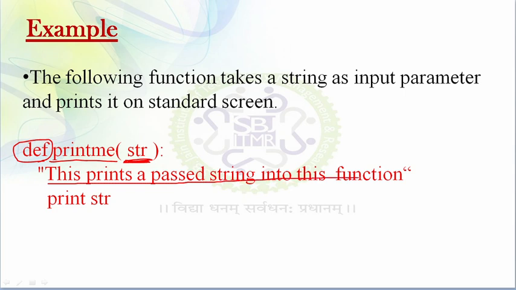After that I have written this doc string, and it says this prints a passed string into the function. So this function is usually going to print whatever the string is in this print statement. Now I am printing str. So I have defined the definition, and in this definition I am only printing a string which is provided in this definition.